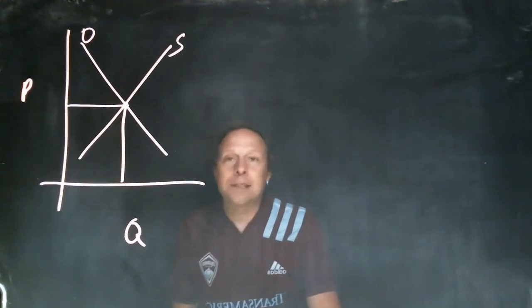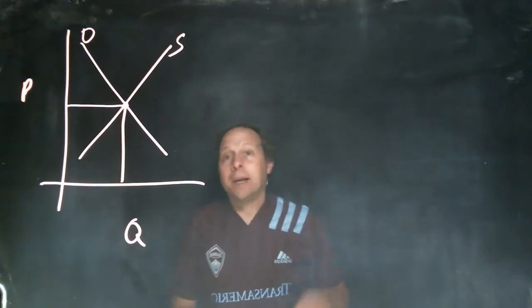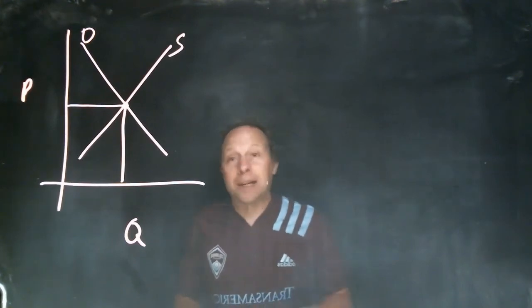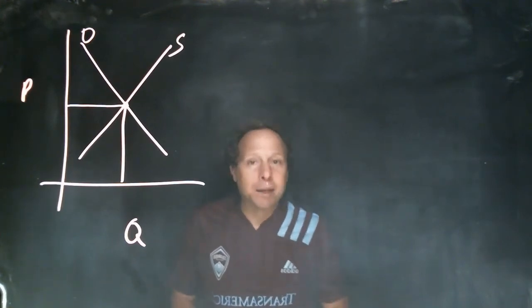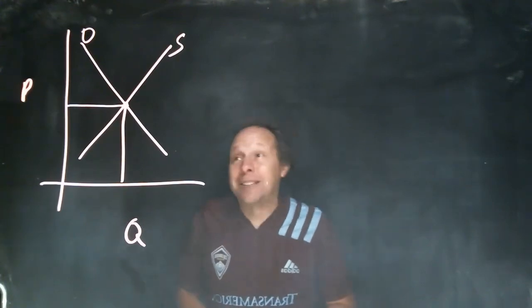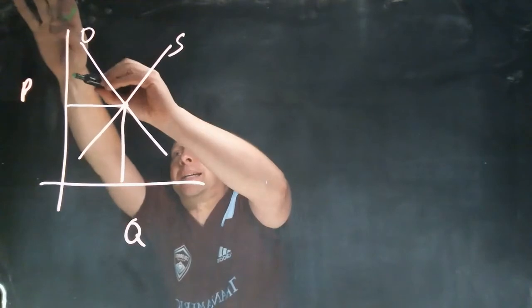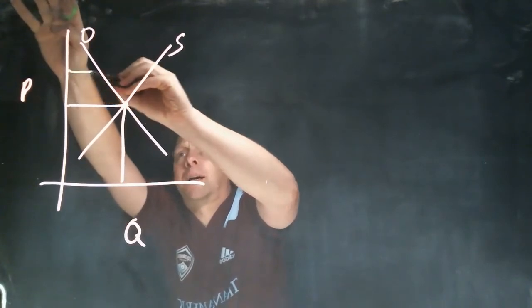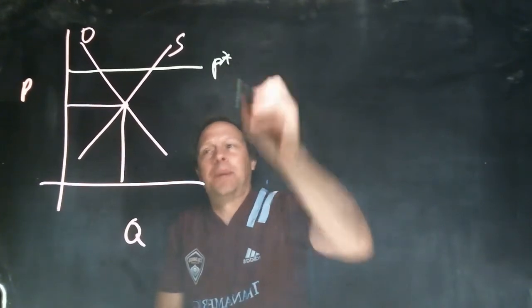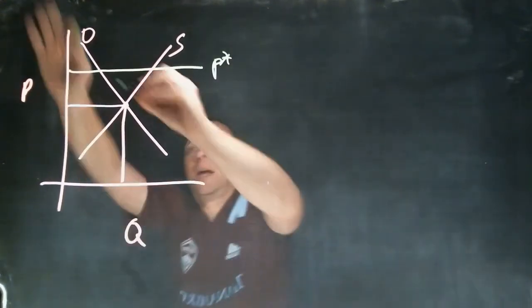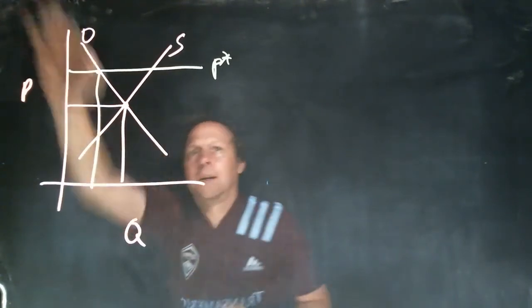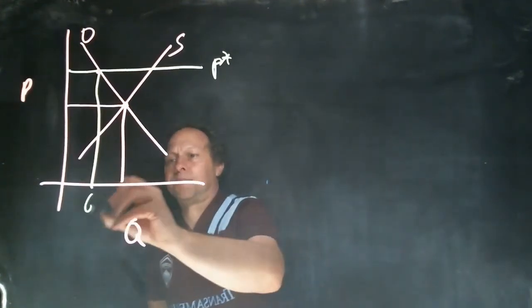So now let's see what happens when we put in a minimum legal price. And of course, we're going to put one in that's binding because non-binding maximum or minimum legal prices aren't very interesting because they don't change anything. So let's put in a binding minimum legal price. So here's our new price, P star. Okay, and of course our new equilibrium quantity is here at Q star.